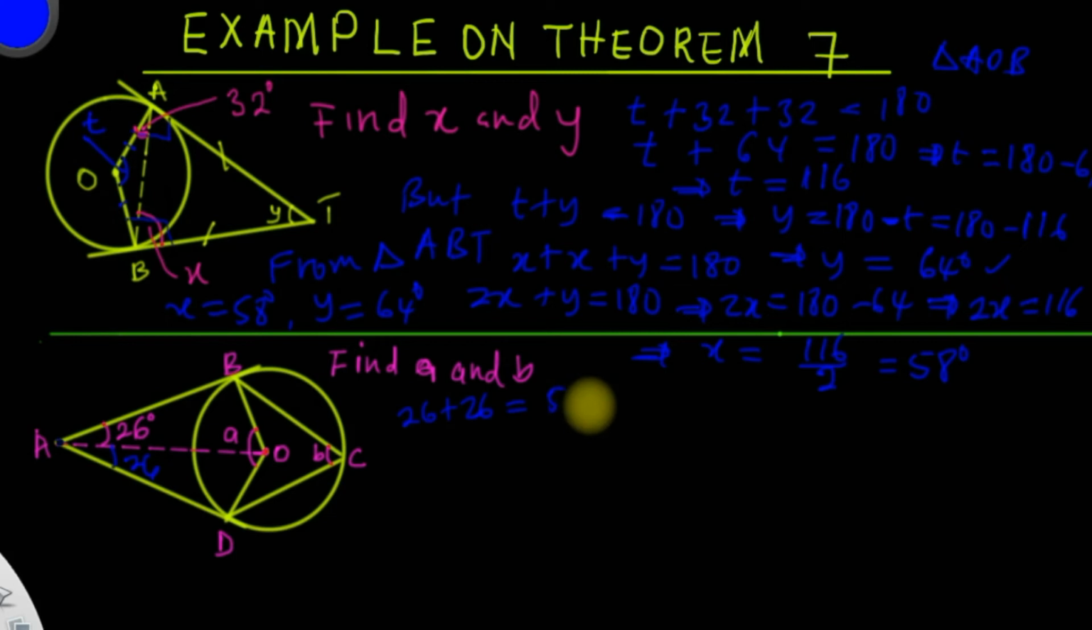You get 52. Okay. So you know that if you add this angle to A, you will get what? 180, because don't forget that this is the radius, and the angle between the radius and the tangent is 90 degrees.